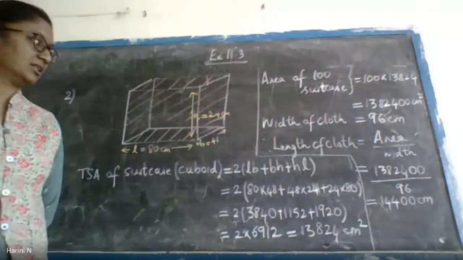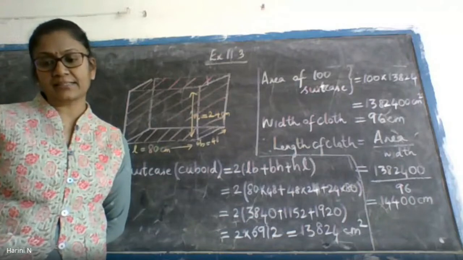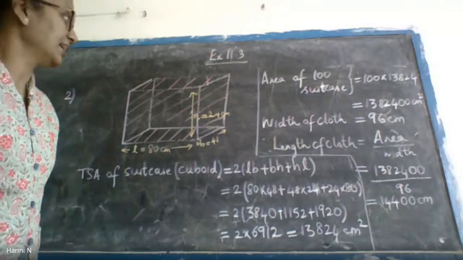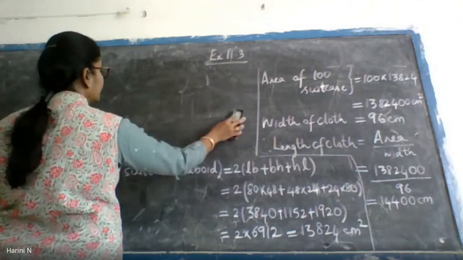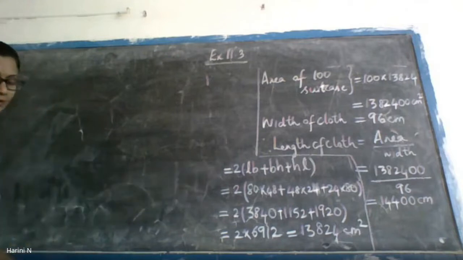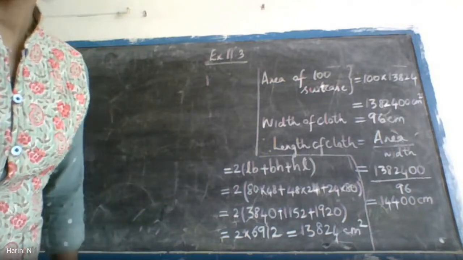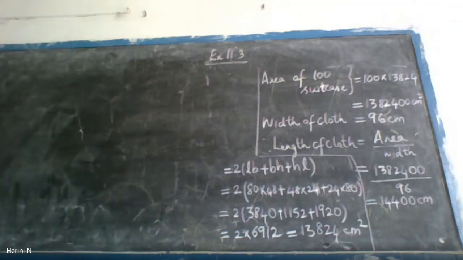Next, we will do the third one. Find the side of a cube whose surface area is 600 centimeters square. So there is a cube whose area is given. From the area, you have to find the side of the cube. So let us draw the cube first so that we understand what are the faces that we are having.